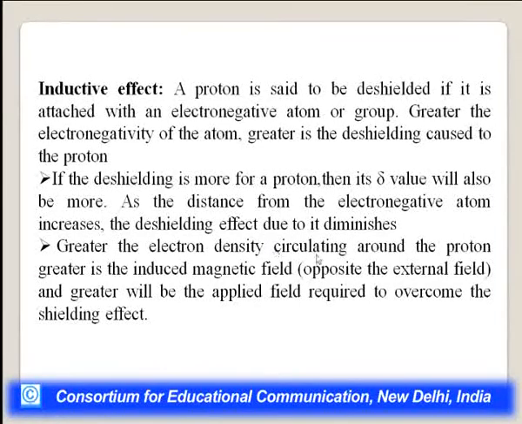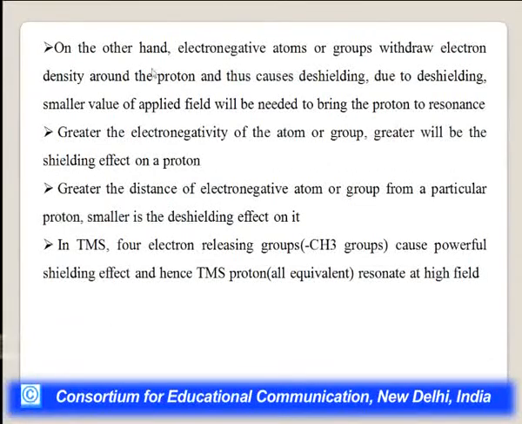Greater the electron density circulating around the proton, greater will be the induced magnetic field. If it is in the opposite direction, then greater will be the applied field required to overcome the shielding effect, or we can say for the resonance. On the other hand, an electronegative atom or group withdraws electron density around the proton and thus causes de-shielding. Due to de-shielding, a smaller value of applied field will be needed to bring the protons to resonance. Greater the electronegativity of the atom, greater will be the de-shielding effect on a proton, and greater the distance of the electronegative atom, smaller will be the de-shielding because of the distance.